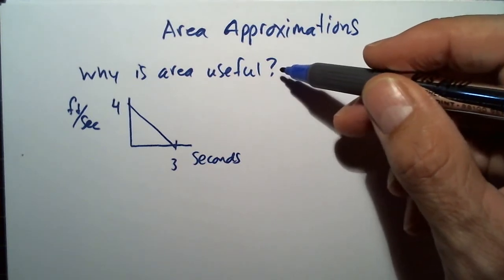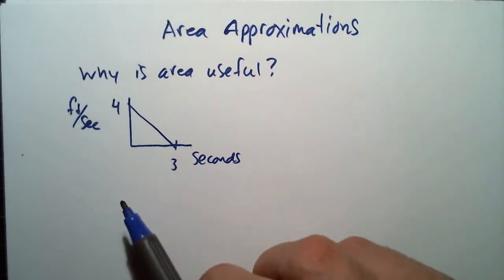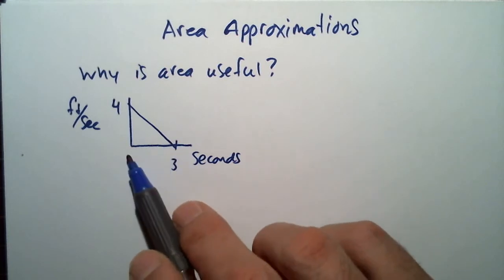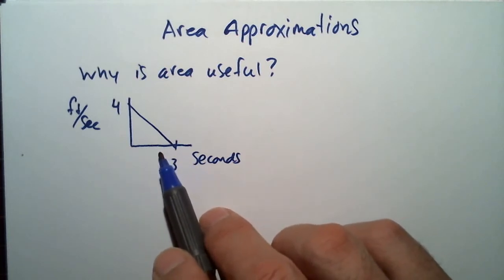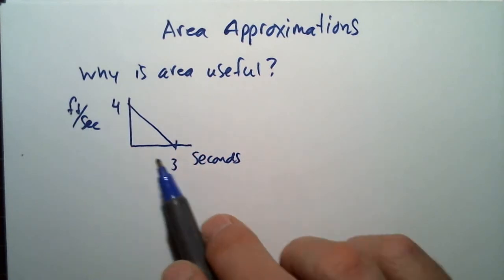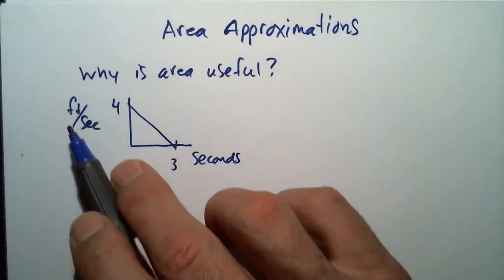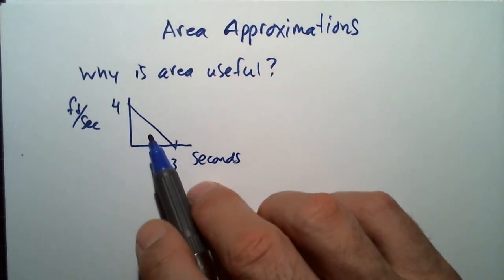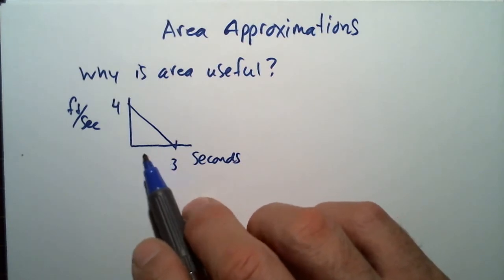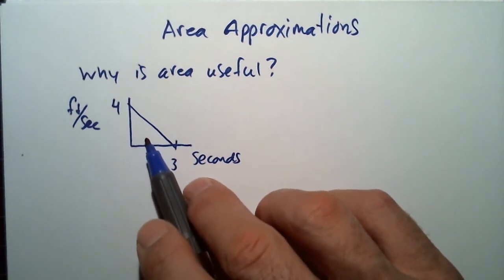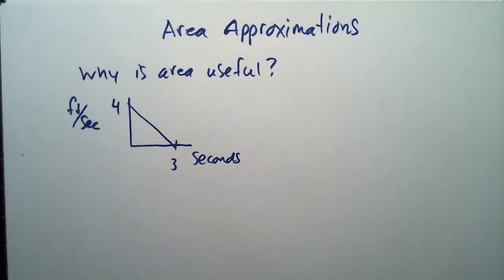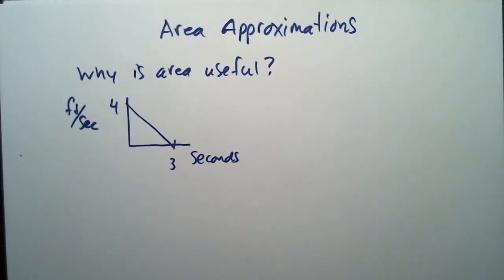Let's review how area helps us when we have something like this. If we have this graph of velocity, and the velocity is decreasing over 3 seconds, well, when we multiply base times height, we're multiplying feet per second times seconds. The seconds will cancel, and we'll have feet. So in this velocity graph, the antiderivative, or the area of this graph, the area between the line and the x-axis or time axis, is going to be the distance that it traveled.